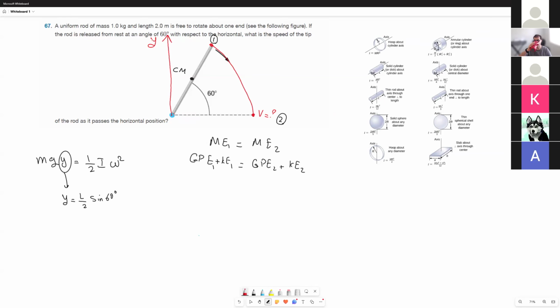Go ahead, Lucien. From looking at the numbers, how did you tell that mechanical energy was conserved? How can we say mechanical energy is conserved? That's Lucien's question. Can anyone answer that question? Why is mechanical energy conserved?